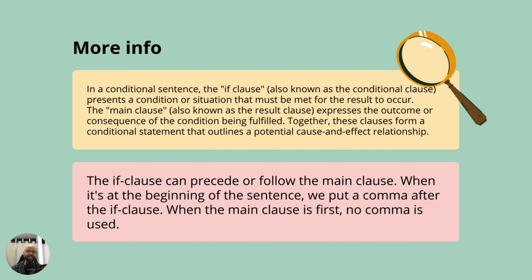The if clause can precede or follow the main clause. When it's at the beginning of the sentence, we put a comma after the if clause. When the main clause is first, no comma is used. Remember that I mentioned this earlier on in the lesson that you can flip them, correct? Just remember that if you put the main clause first, no comma is used to separate the clauses.